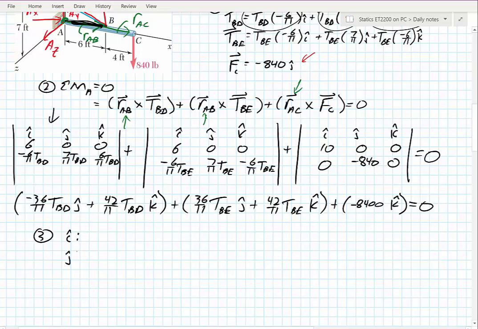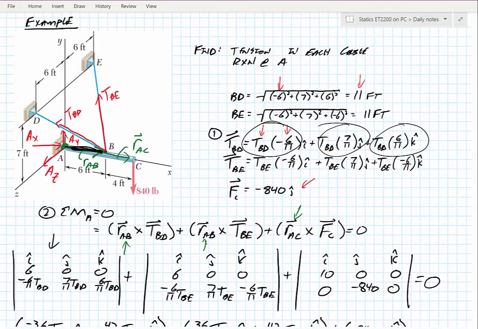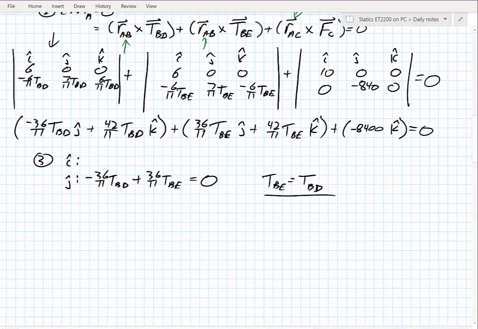There's nothing to add. But if I look at my J hats, I have minus 36 over 11 TBD from the first set of parentheses. Then I have plus 36 over 11 TBE from the second. Must be equal to 0. So what that tells us is that TBE must be equal to TBD. The two tensions have to be equal. And you might be able to even rationalize that just by looking at it and see that it's symmetric and the cables are the same distances away, and so they have to be the same, but it's good to verify anyways.